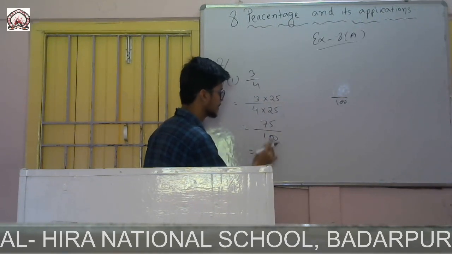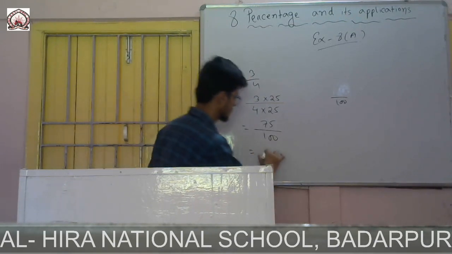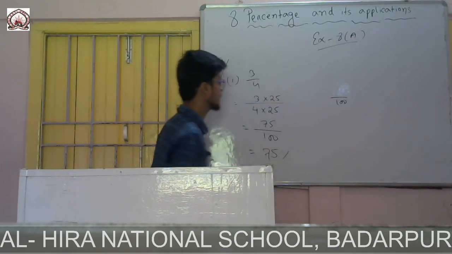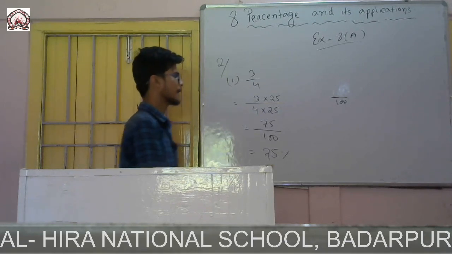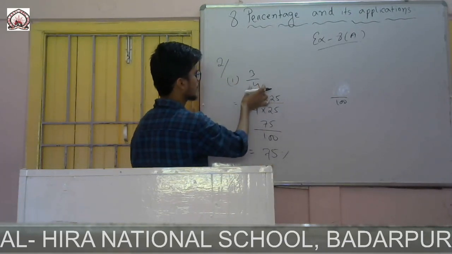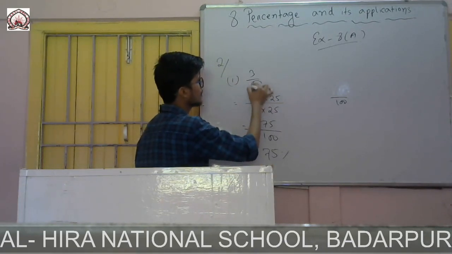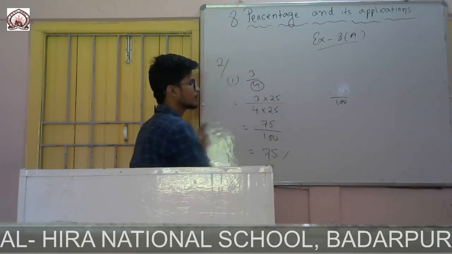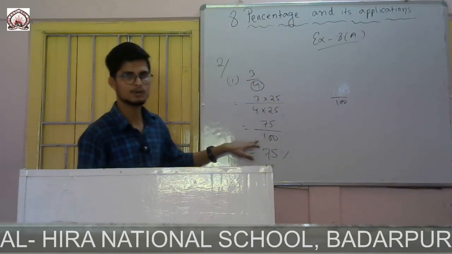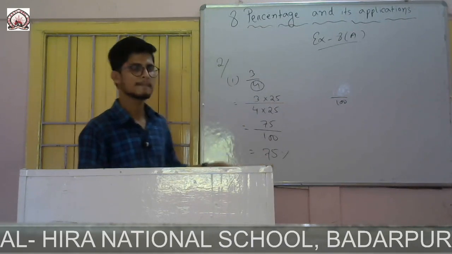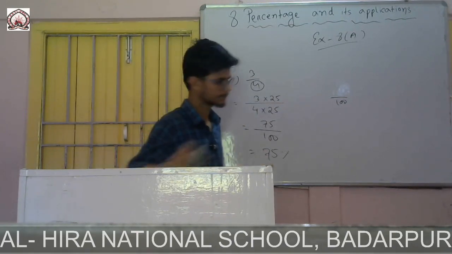Now I can write easily: 75 by 100 means 75%. What I did, simply, I converted this one. I made this denominator, which was 4, into 100, because if I make the denominator 100, then I can easily write it as a percentage.